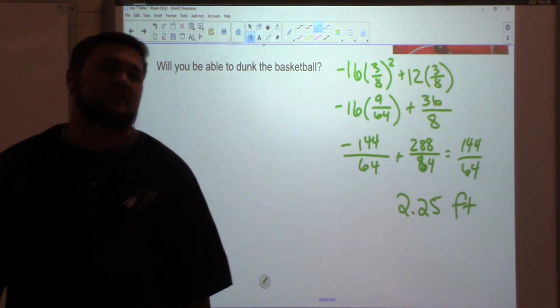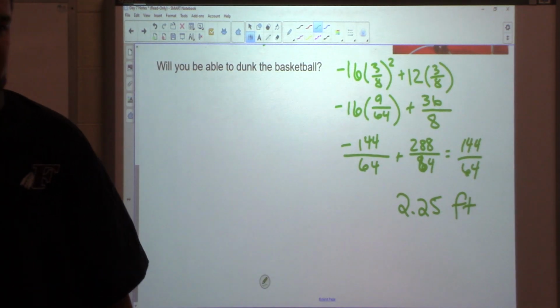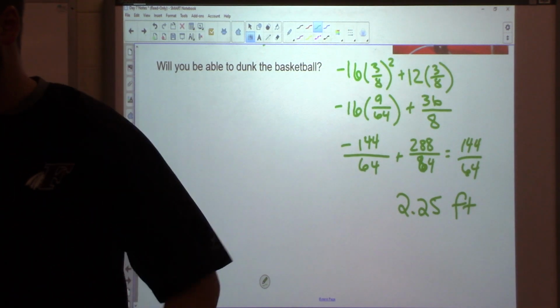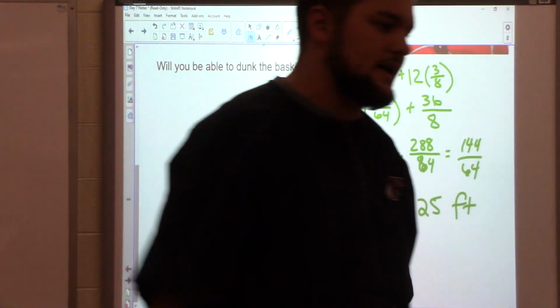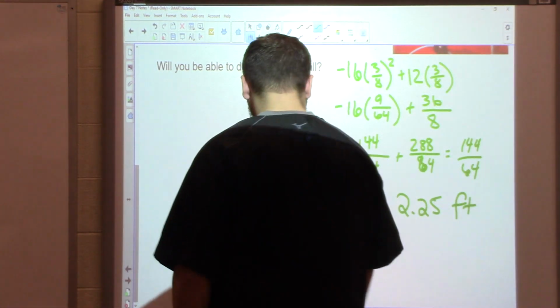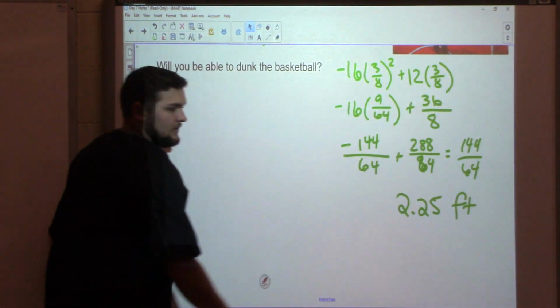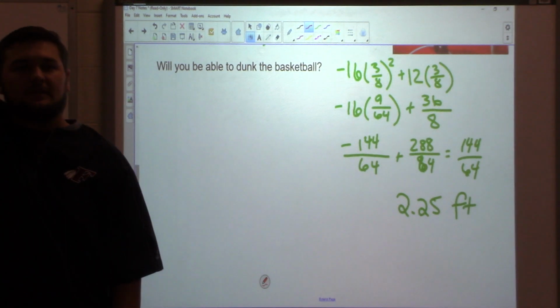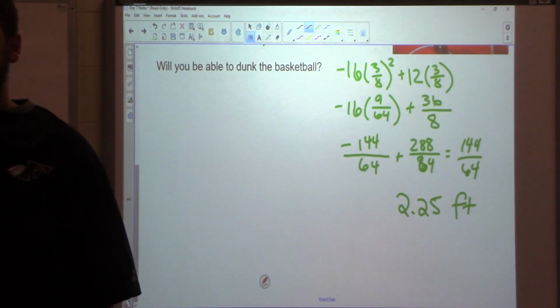Obviously, if you just put it in your calculator, it's perfectly fine. I chose not to. We got the same answer, right? So he got 2.25 feet at his maximum above the ground. Will he be able to dunk the basketball? How many people think yes, he can dunk the basketball? How many people think no, he cannot dunk the basketball?